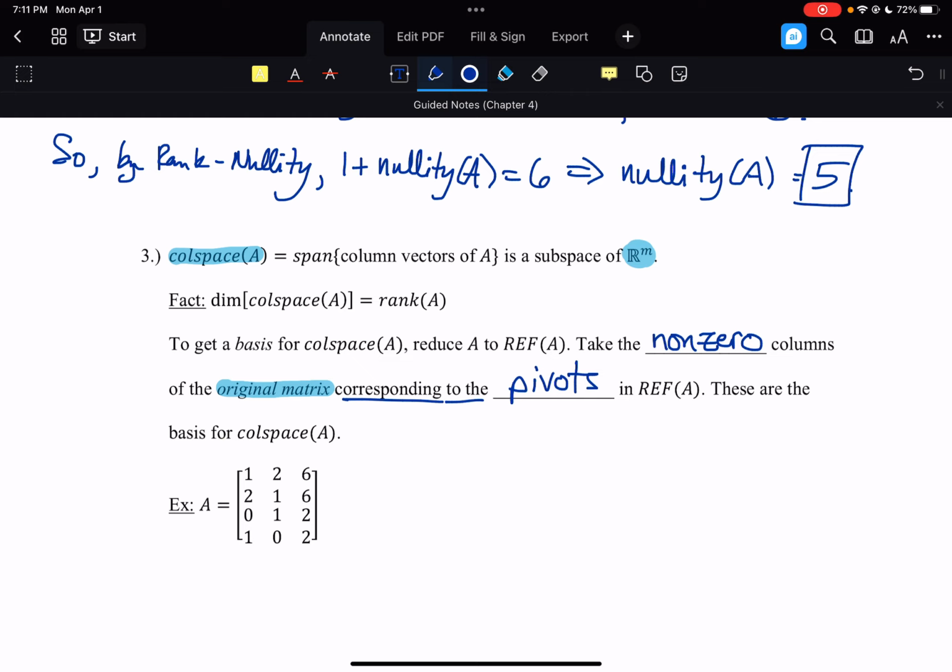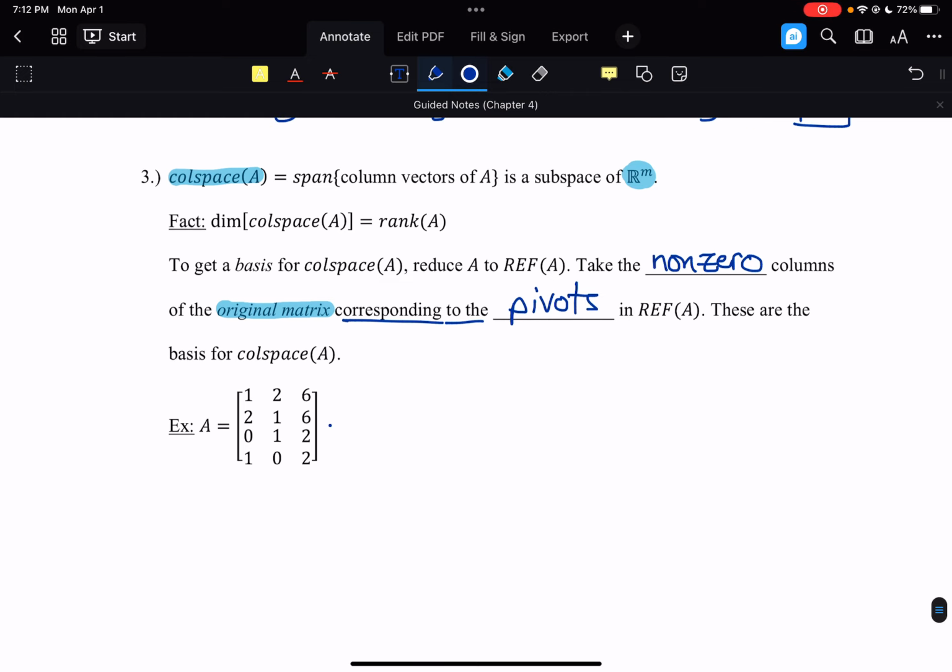So with the row space, like we saw on the last page, we row reduce it and then just take all the non-zero rows that are left. For the column space, to get the basis, we're going to take all of the non-zero columns of the original matrix that correspond to the pivots in row echelon form. So we still row reduce, we find the pivots, but then we don't take those reduced vectors, we go back and find the original vectors that correspond to them.